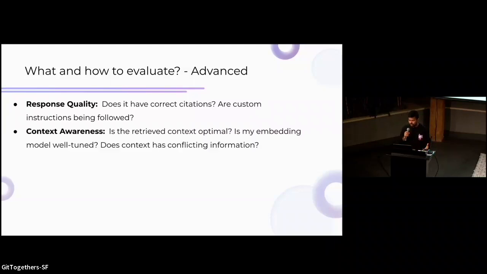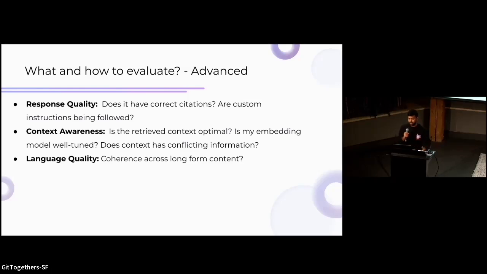Thinking about context awareness, even though your context might be good, you also want to make sure that it's optimal, because as we know, if we just cram everything in the context window of the LLM, it starts degrading. So you want to make sure that the retrieved context is optimal. You want to make sure that the embedding model you're using is well tuned for your use case. You are picking the best embedding model for your scenario, not the one which is the best on the MTEB data set. Finally, you want to ensure that your context does not have any conflicting information, because if there are conflicts in the context, the model may get confused and does not give a good result.